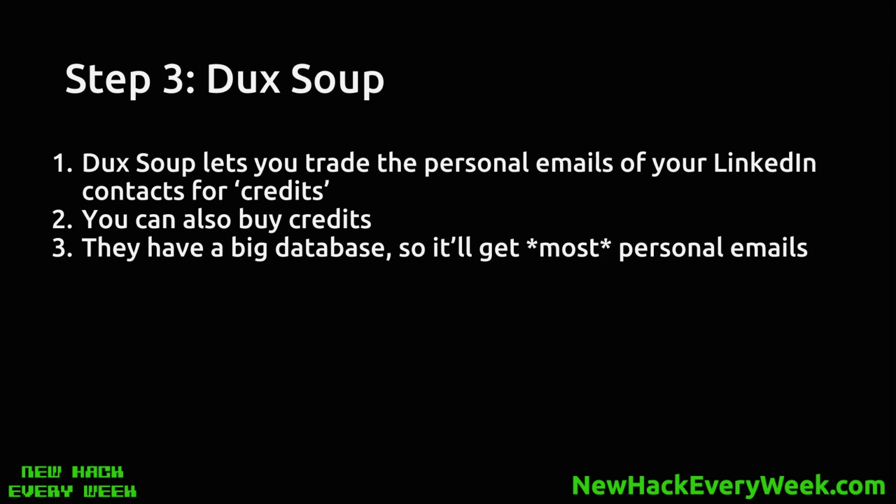So you can also buy credits. Firstly, they'll let you trade. If you've got 500 people in your LinkedIn account, they'll trade you for all of your email addresses, and you'll get 500 credits to get other people's email addresses. They just control this big database. You can also buy credits if you want to go a little bit faster than the number of LinkedIn connections you've got, if you want to do a really large amount. They've got a big database, so it'll get most personal emails because it's a pretty big database.